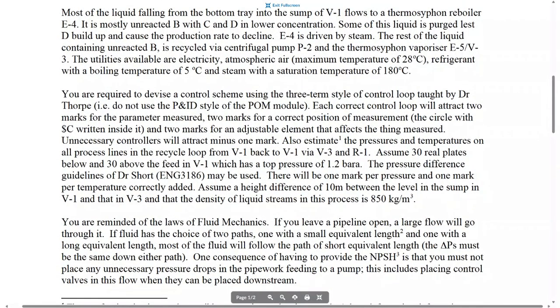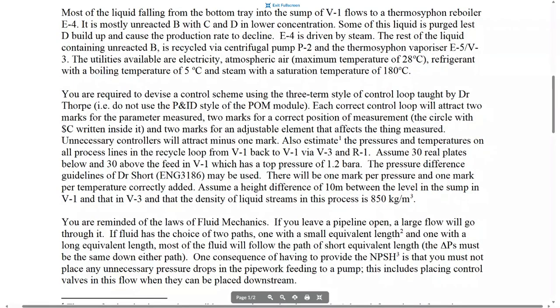Most of the liquid falling from the bottom tray into the sump of V1 flows into a thermosiphon reboiler E4. You just notified it, the reboiler stage. Mostly unreacted B with C and D in lower concentration. Some of the liquid is purged, lest D build up and cause the production rate to decline. E4 is driven by steam. The rest of the liquid containing unreacted B is recycled via centrifugal pump P2 and the thermosiphon vaporizer E5 or V3.